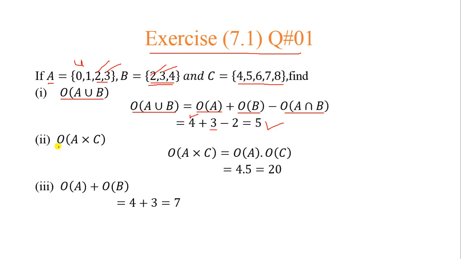Next we have how many elements are there in the product of A and C. So we have the product rule. The number of elements in the product of A and C is simply the product of the number of elements of A and the number of elements of C. So we have 4 elements in A and 5 elements in C. 4 times 5 is 20. So there are 20 elements in the product of A and C. Next, the sum of the elements of A and the elements of B. There are 4 elements in A and 3 elements in B. We got 7.